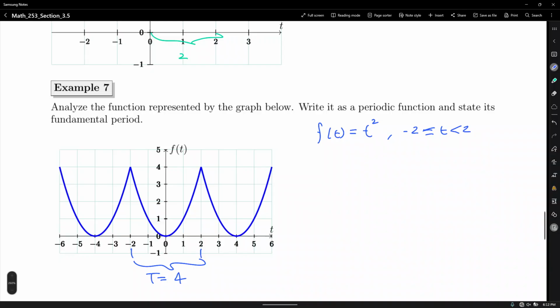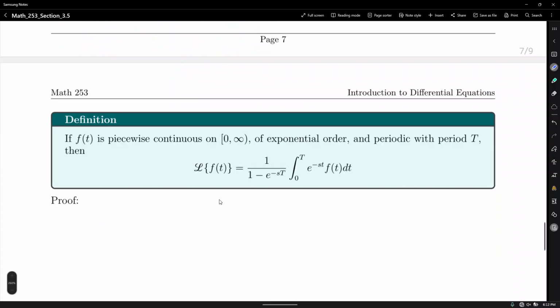Okay. The fun part. How do we find the Laplace transform of a piecewise function like this, of a periodic function? Well, that's the formula. And guess what? I'm going to derive this formula. It's a fun one to do because it connects a bunch of stuff from calculus 2 as well, from sequences and series as well. You'll see.